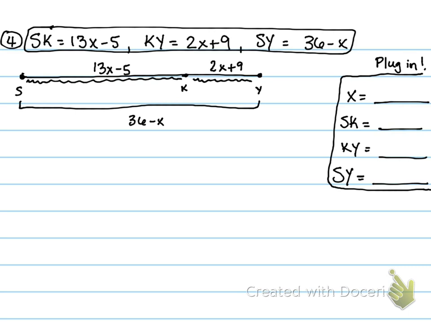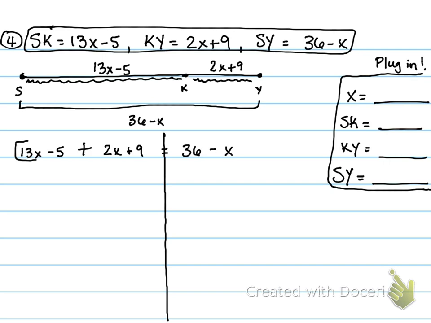So I can use my rule 1, which is 13x minus 5, plus 2x plus 9, equals the whole 36 minus x. Okay, I'm going to draw my line down the equal sign. I'm also going to add my like terms. 13x plus a 2x on the same side of the equal sign, I just add them or combine them. So that's a 15x. Negative 5 plus 9 is going to give me a plus 4.